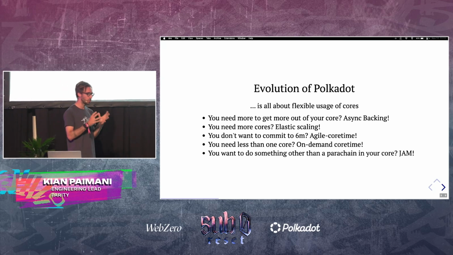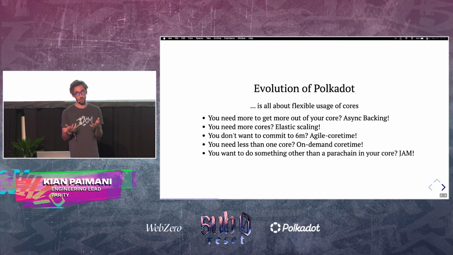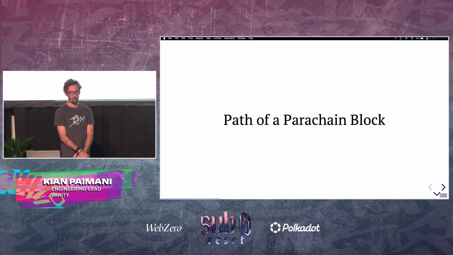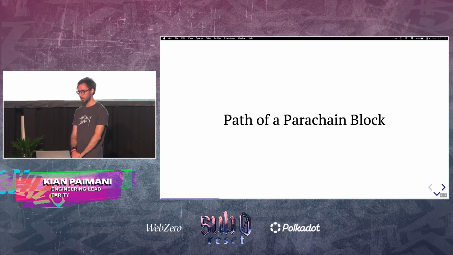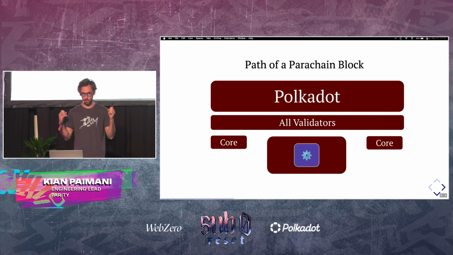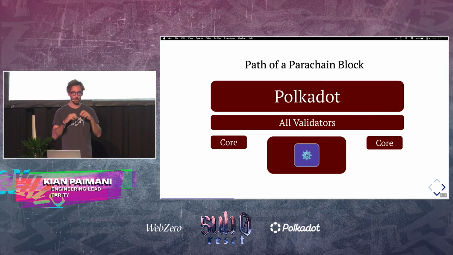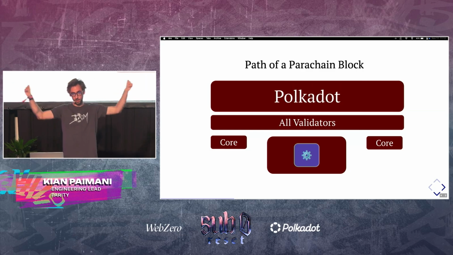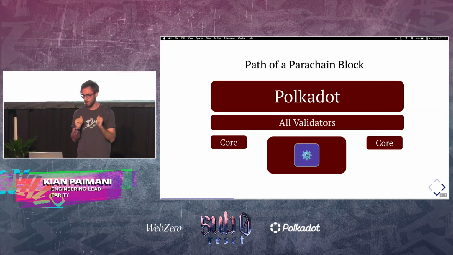If you want to use this core for a non-parachain usage, that's one of the areas where JAM comes in. That's where JAM is the answer. To look at what happens in a parachain block when it's being processed by Polkadot, and then this will help us understand JAM better. The first step is that this block will be sent to this core, and this core will perform computation on it.